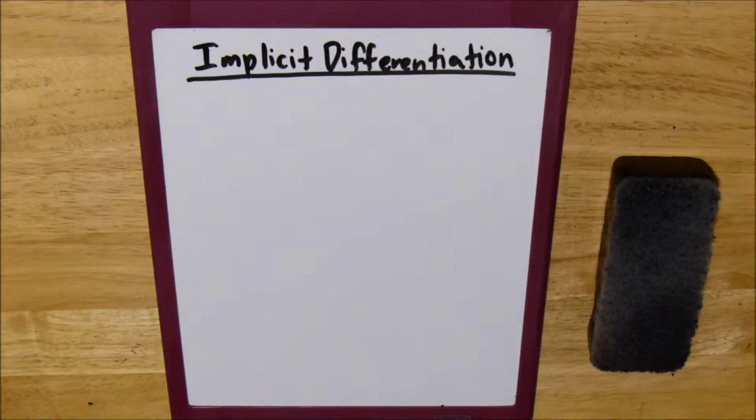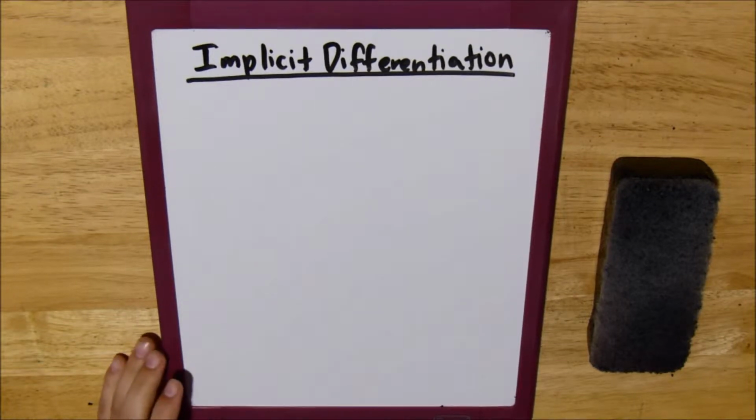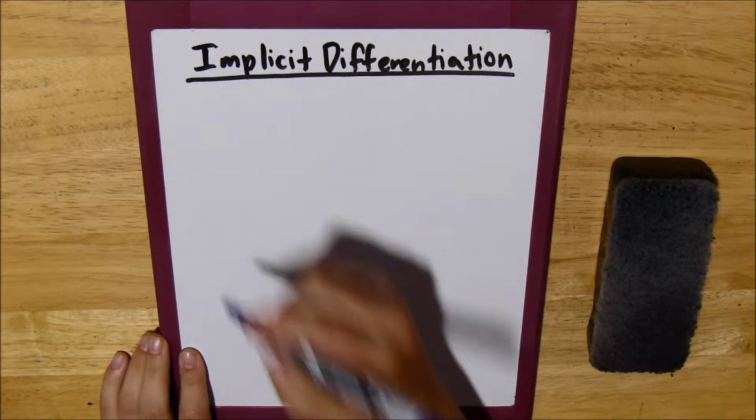Alright, so today we're going to be talking about implicit differentiation. But first off, we need to differentiate, get it? Okay? We need to differentiate between what we would call implicit and what we would call explicit.